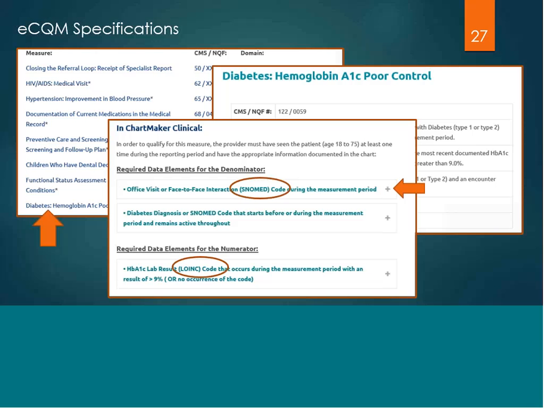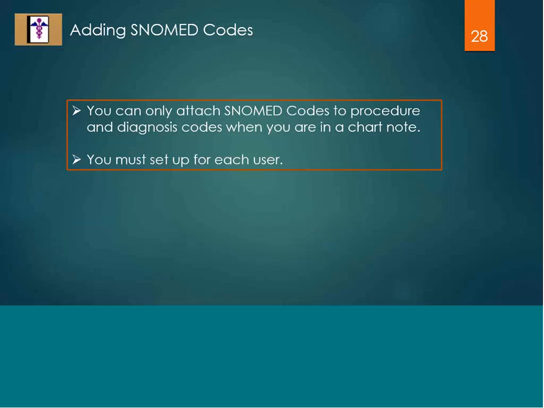Go ahead and click on the plus sign to open up so you can view the list of SNOMED codes or LOINC codes. When we're talking about SNOMED codes, when we attach it to either a procedure code or diagnosis code, you must be in a patient's chart in clinical to do so. This is not something that you set up in Practice Manager or through template editing. And also note that you must do this for each provider.